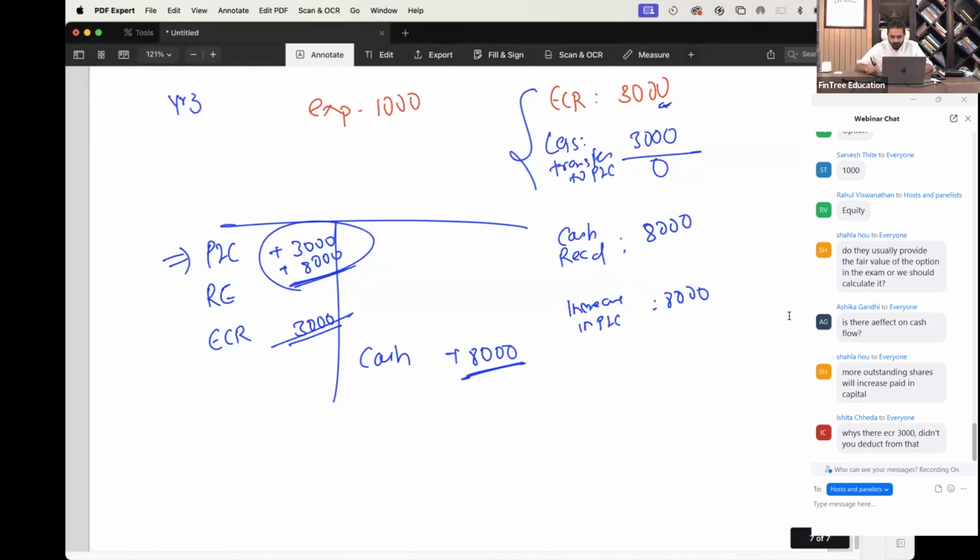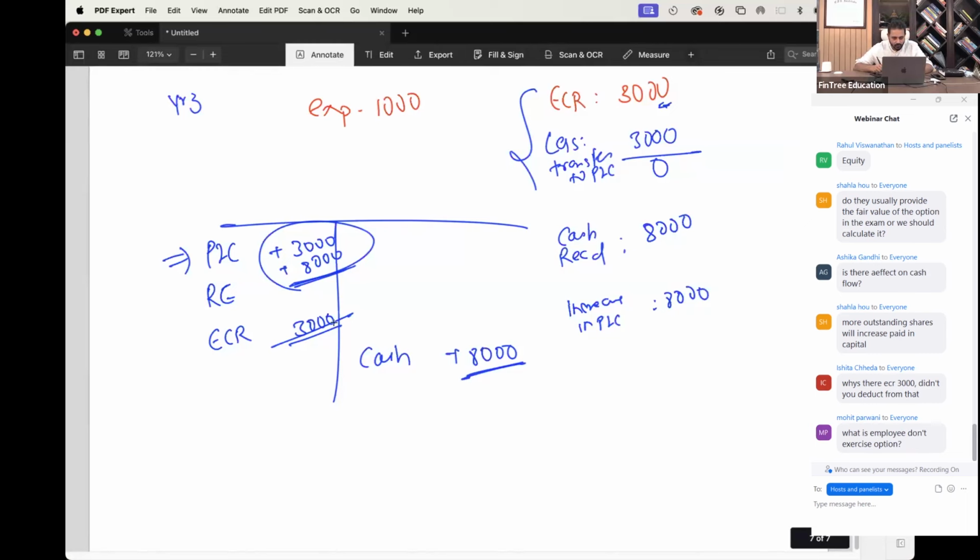Why is there an ECR of 3,000? Did you deduct? This is a strike off. In my handwriting, this was supposed to be a strike off. Ishita.